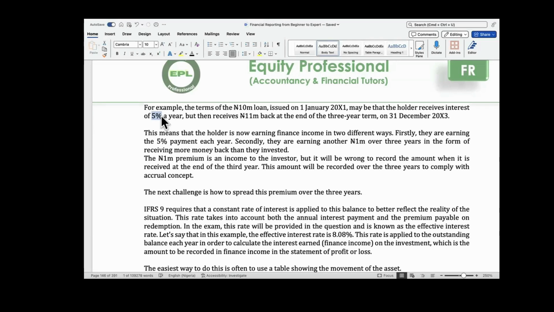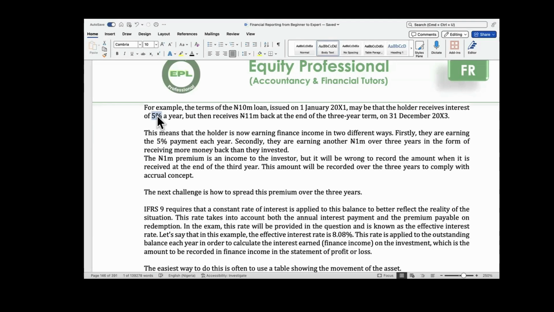Then that will help you. And since this one is already per annum every year, it makes it easy for you to recognize income. Not 1 million per se every year, but a portion of that 1 million every year, so that you will have recognized that 1 million over the 3 years.